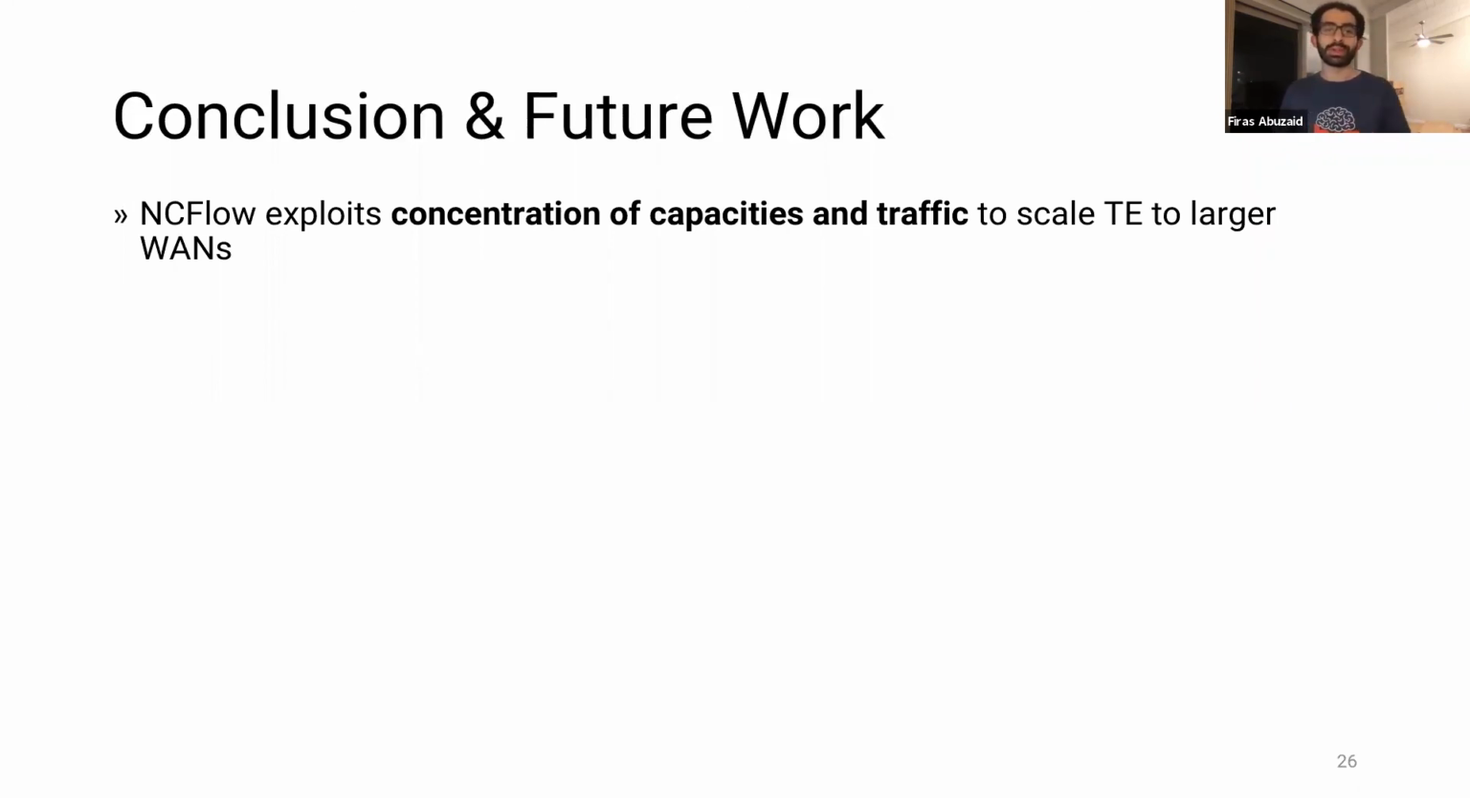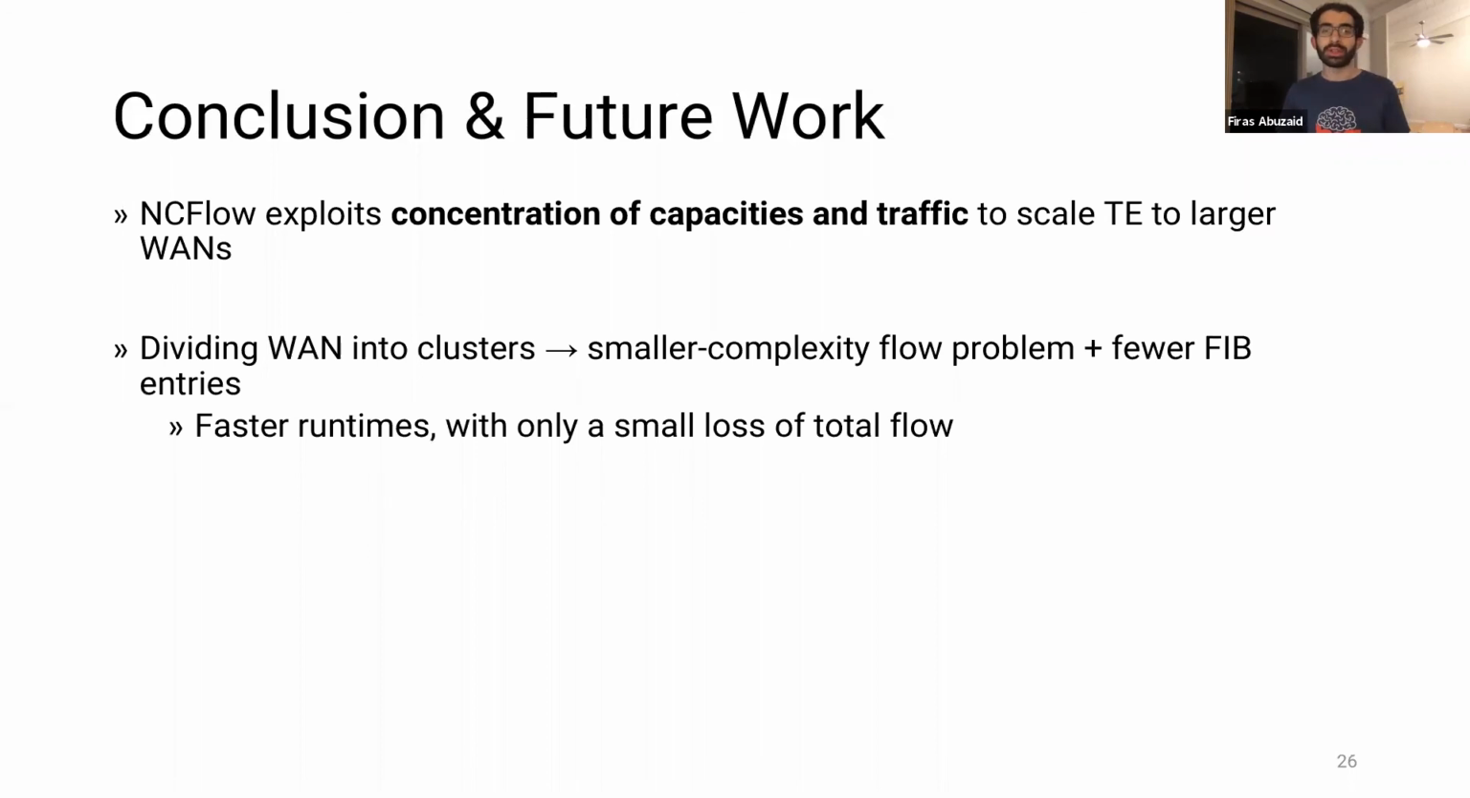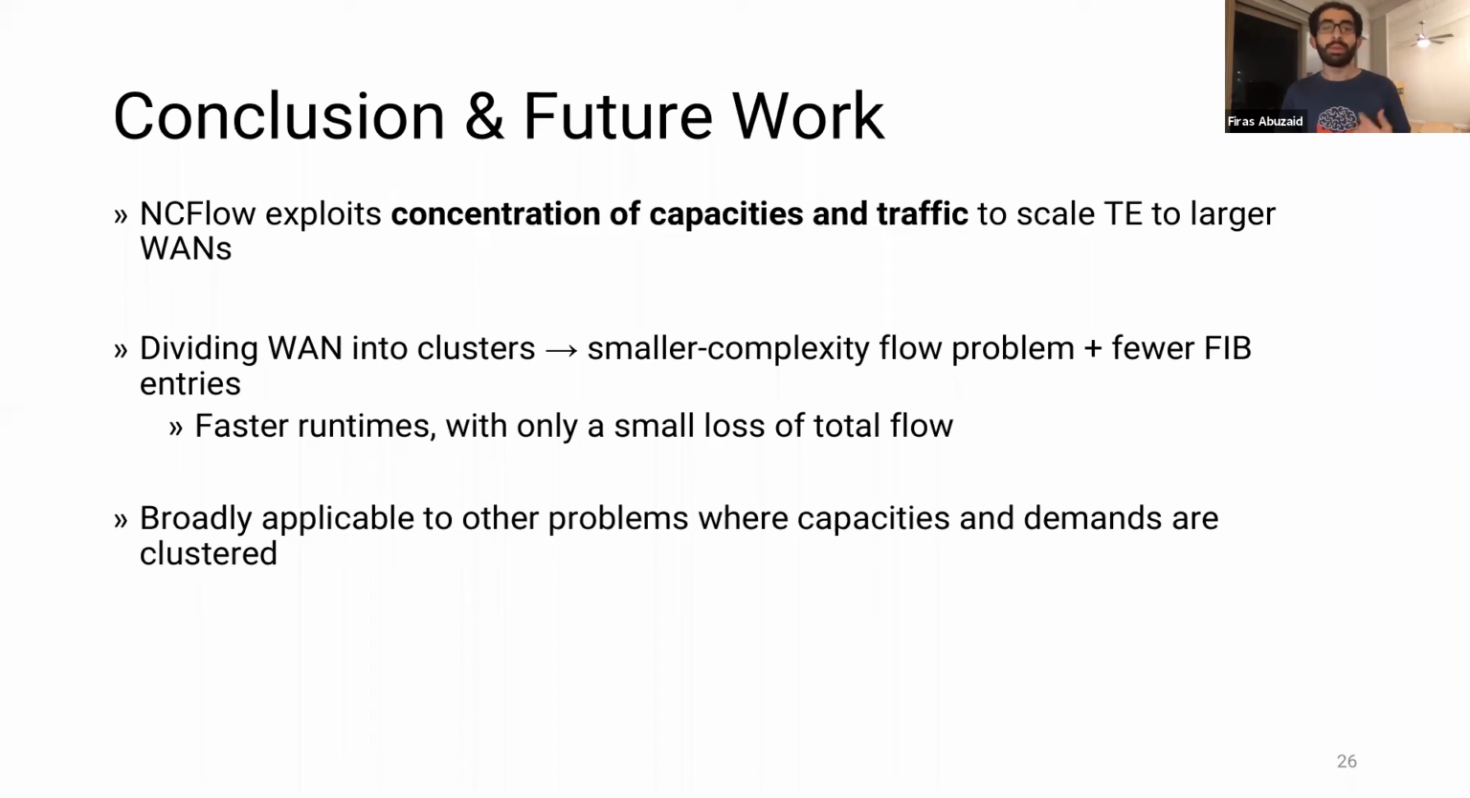To conclude, NC flow is an approach we developed at Microsoft to scale traffic engineering to large data center WANs. By dividing the WAN into clusters, we can then solve a smaller complexity flow problem that gives us faster runtimes and fewer fib entries at the cost of a very small amount of flow. Prior work has tried to decompose flow problems before, but we are the first to achieve sizable runtime improvements and fib reductions. NC flow represents a novel real-world solution to a classic optimization problem, multi-commodity maximum flow.